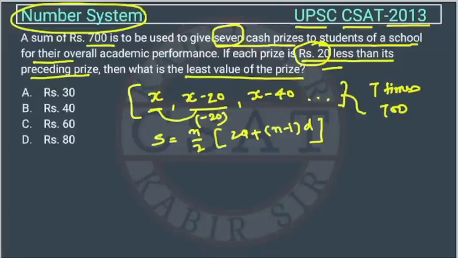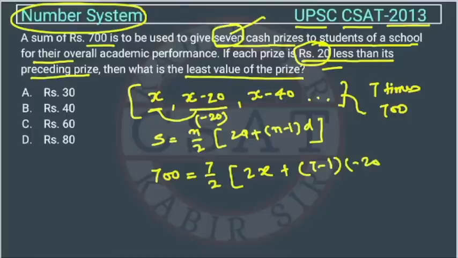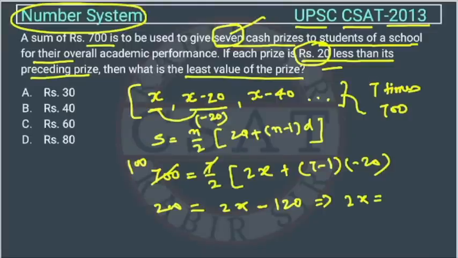n is how much? They have given 7 cash prizes they are distributing. The sum they have given is 700. Okay, so we will use 7 by 2. The initial value we have to find, right? So the initial value is X we have considered. n is 7 minus 1, and this is minus 20. This 7 will cut the 700 100 times. This will become 200 equal to 2x, right? So this is 6 and this 20, so this will become minus 120, right? So we will solve this. It will go to the left-hand side. So this will become 2x equal to 320. So x equals 160.